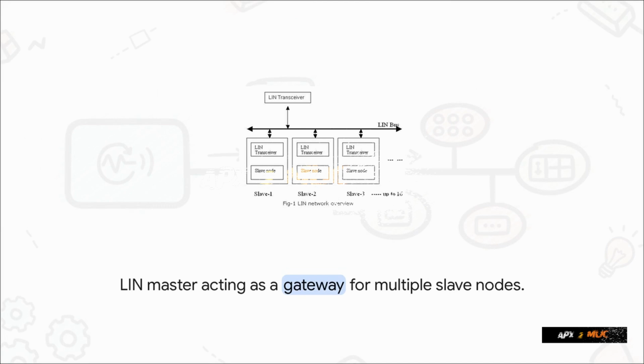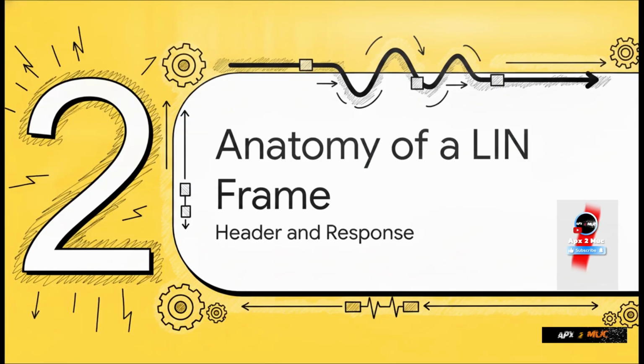Zooming out to the bigger picture here, that master node is typically an electronic control unit, or ECU, that also happens to be hooked up to the high-speed CAN bus. So it essentially acts as a gateway, translating and bridging all the data from these simple, localized slave components right back to the main brain of the car. Moving right along to part 2, anatomy of a LIN frame.